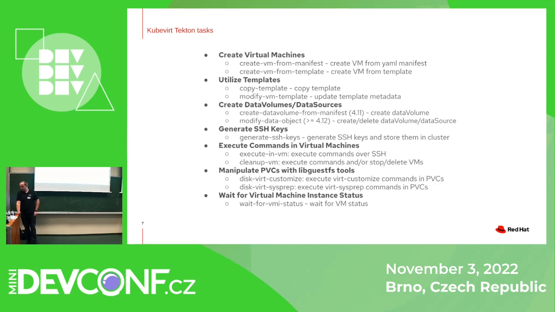There is a small note that in OpenShift virtualization 4.11, the task has the name create data volume from manifest. But then we added much more functionality in 4.12, so its name changed to modify data object. And as you can see, in 4.11, it just knows how to create a data volume, but in 4.12, it knows how to create and delete data volumes or data sources.